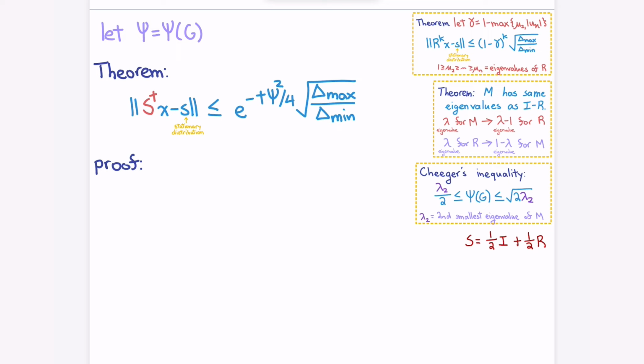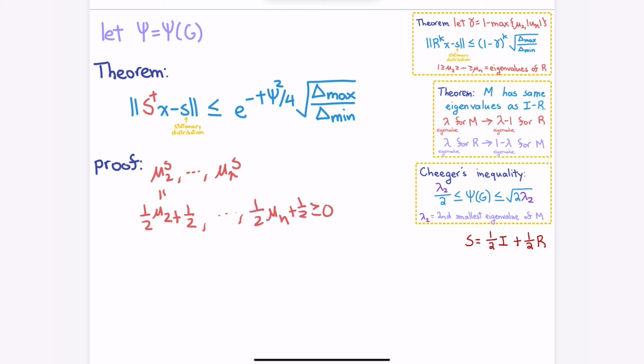Now if I sort of have, I guess I'll write mu 2s, mu ns is going to be something like 1/2 mu 2 plus 1/2, 1/2 mu n plus 1/2, which is always greater than or equal to 0.